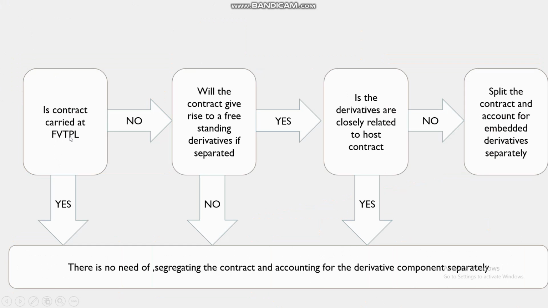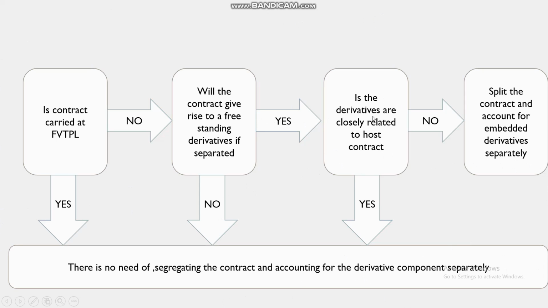If the contract is carried at fair value through profit and loss account, if we are treating the contract in the profit and loss account, then we need not segregate the contract as a host contract and the embedded derivatives. If it is not treated in the profit and loss account, then we should go further. Will the contract give rise to a freestanding derivative if separated? So if the contract is separated as the embedded derivative and the host contract, then will it fulfill the complete definition of the derivative? If it fulfills the complete definition of the derivative, we need to go further. If not, there is no need of segregating the contract as the host contract and embedded derivatives.